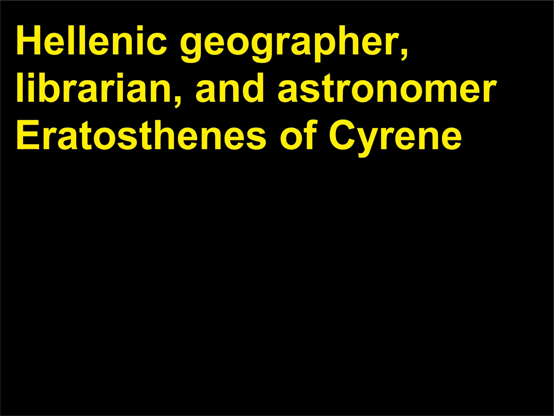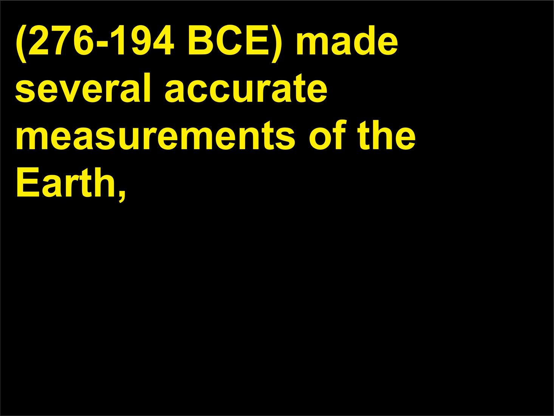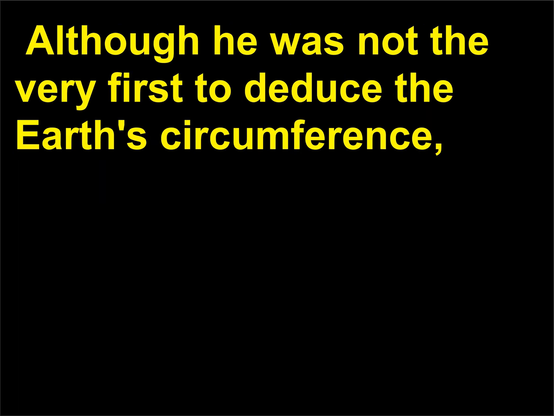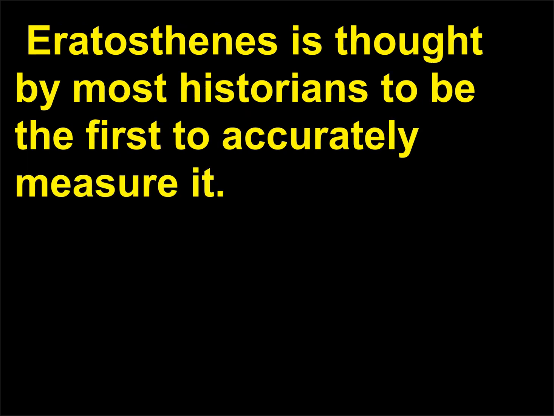Hellenic geographer, librarian, and astronomer Eratosthenes of Cyrene, 276 to 194 BCE, made several accurate measurements of the Earth, which is why he is often known as the father of geodesy, the science of Earth measurement. Although he was not the very first to deduce the Earth's circumference, Eratosthenes is thought by most historians to be the first to accurately measure it.